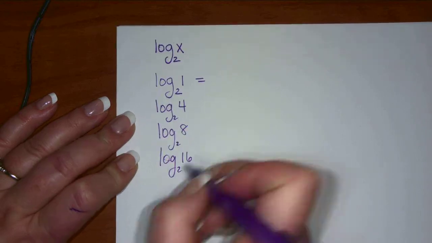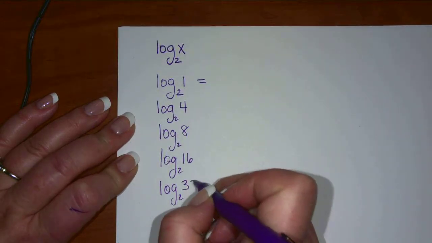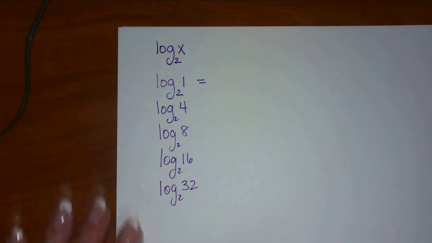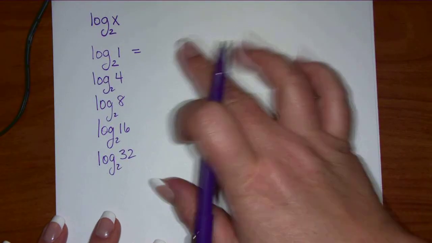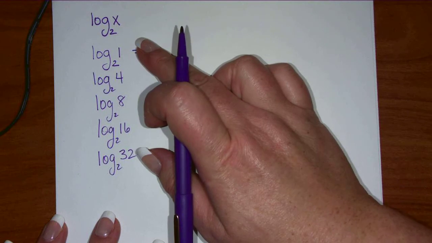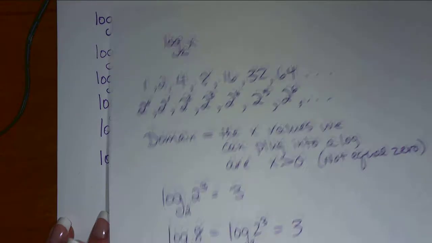Times 2, 32. Okay, and we could keep going. What are the answers to these? Yeah, what's 1? So I had the powers here, and I asked you what came before 2 to the 1, and it's 2 to the 0.